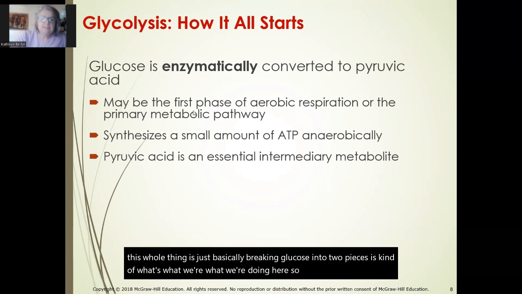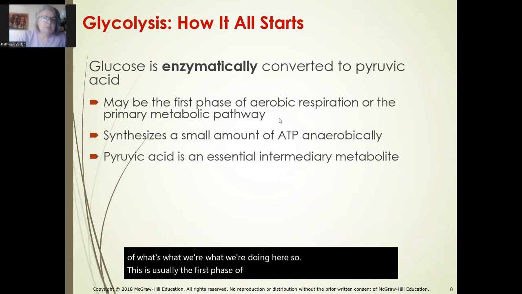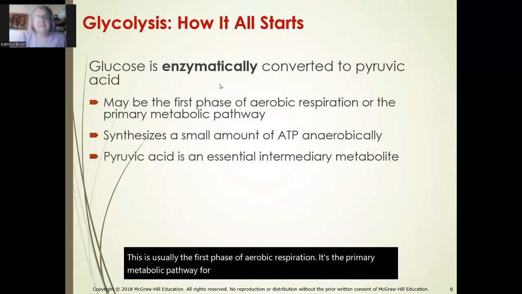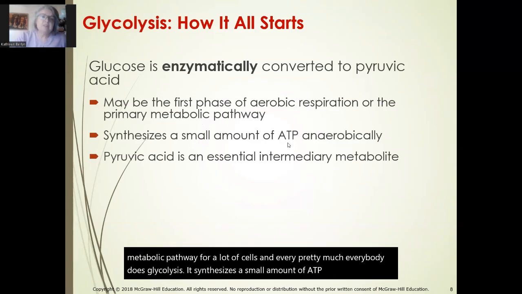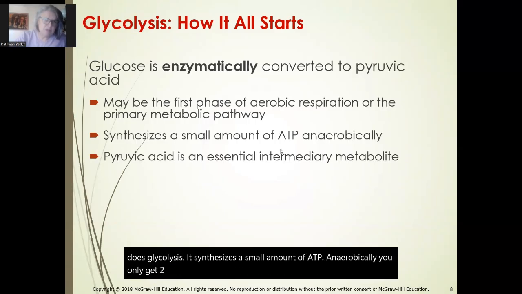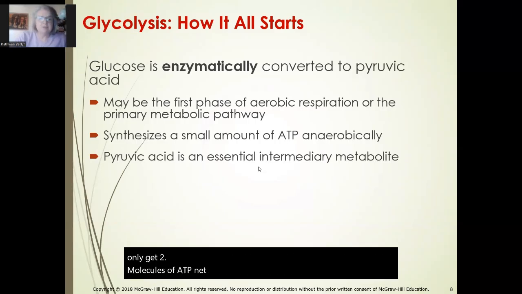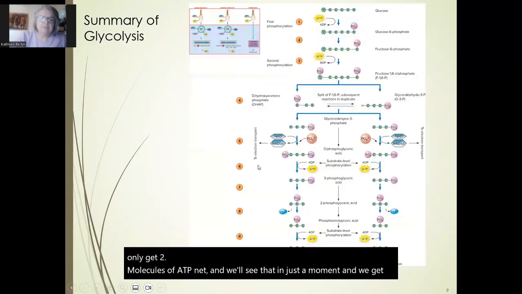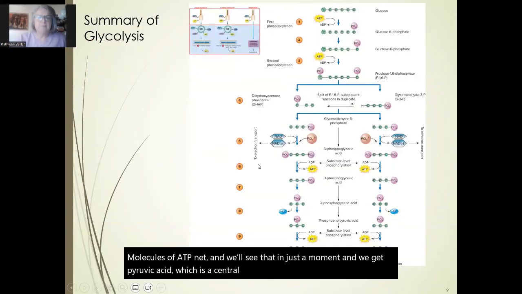So this is usually the first phase of aerobic respiration. It's the primary metabolic pathway for a lot of cells, and pretty much everybody does glycolysis. It synthesizes a small amount of ATP anaerobically. You only get 2 molecules of ATP net, and we'll see that in just a moment. And we get pyruvic acid, which is a central mediator.